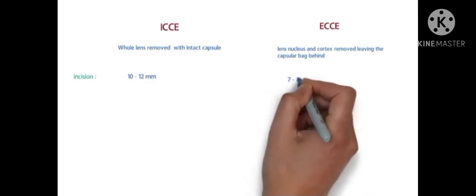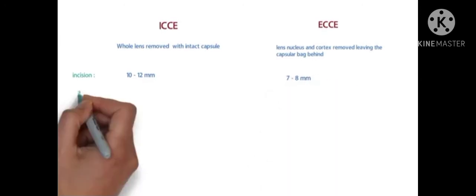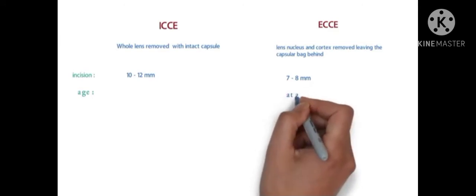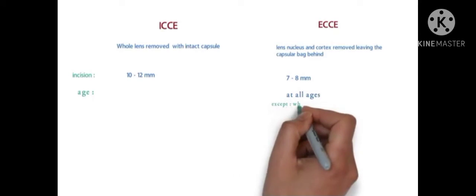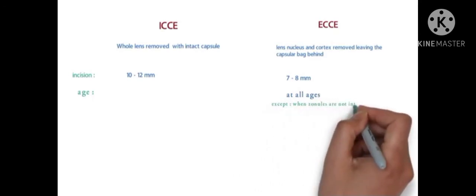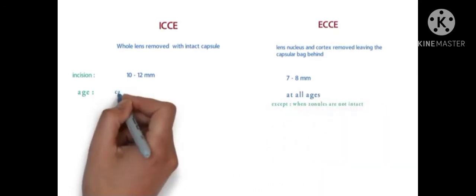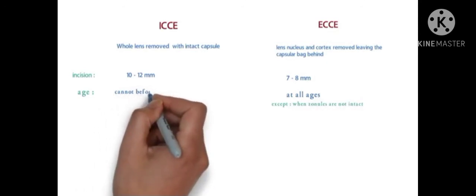Okay. The second point is that we take an incision of 10 to 12 millimeter in ICCE, while the incision in ECCE is 7 to 8 millimeter. And note that ECCE is a universal operation and can be performed at all ages except when zonules are not intact. Whereas ICCE cannot be performed below 40 years of age.